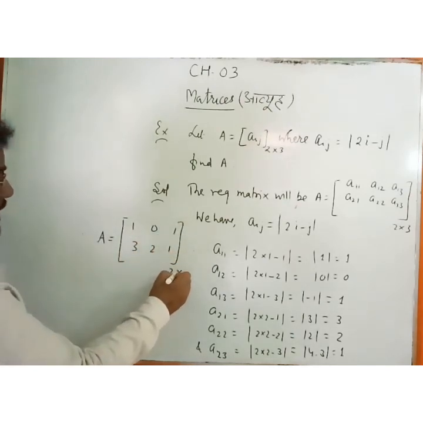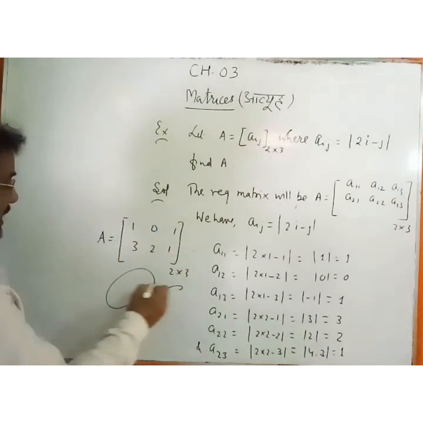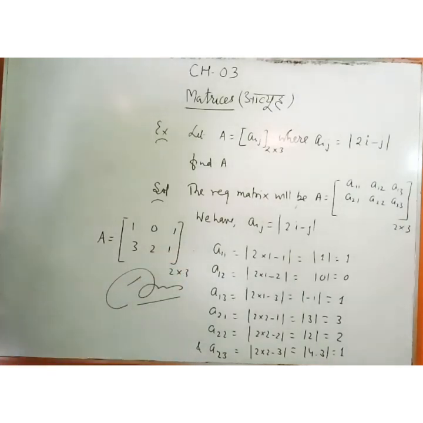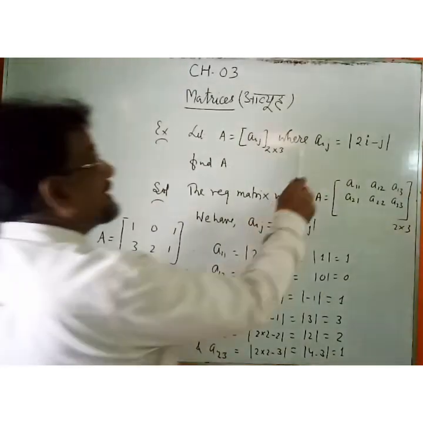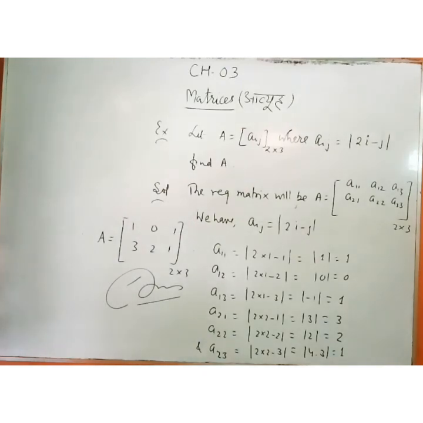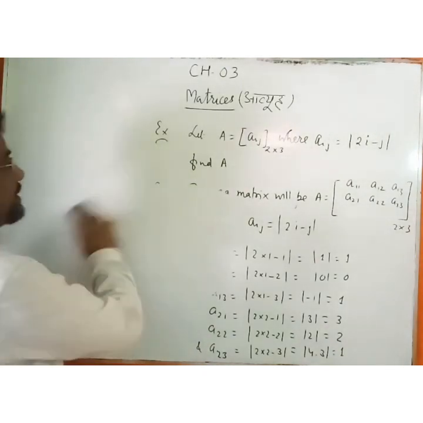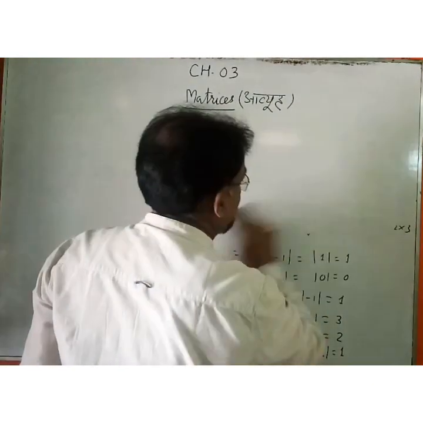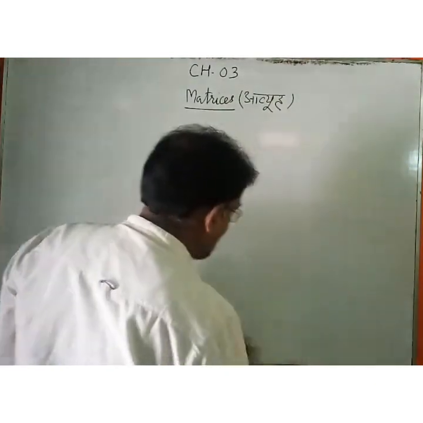and this is 2 rows and 3 columns. This is the required matrix, and we will call that our answer is complete. So wherever Aij has been defined, in this way you can find any matrix of any given order. I hope this example is clear to everybody.